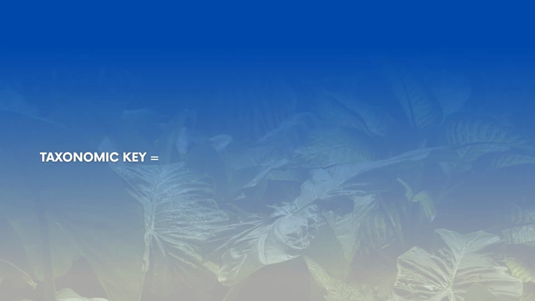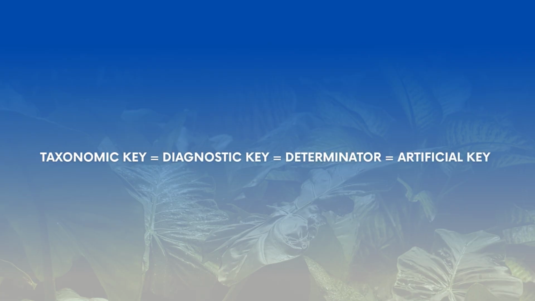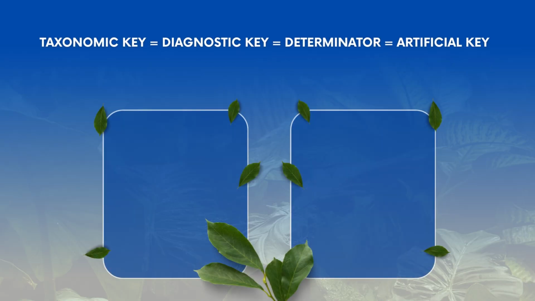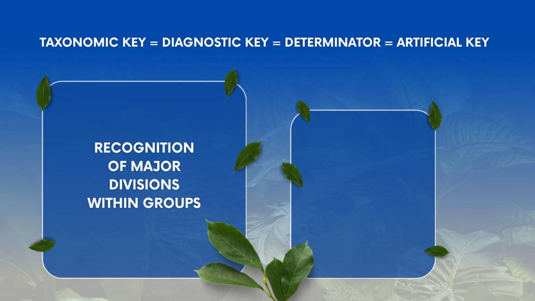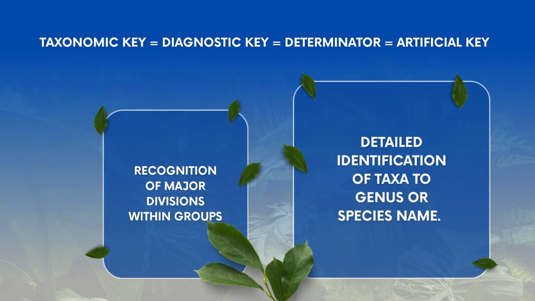Taxonomic key, also known as diagnostic key, determinator, or artificial key, was used for at least two biological purposes. 1. Recognition of major divisions within groups. 2. Detailed identification of taxa to genus or species name.